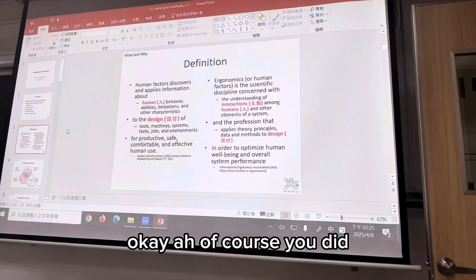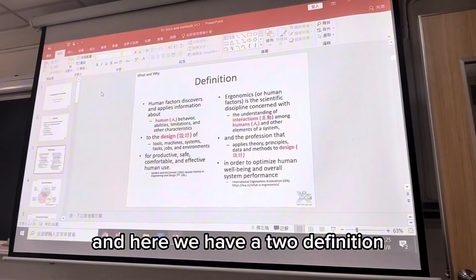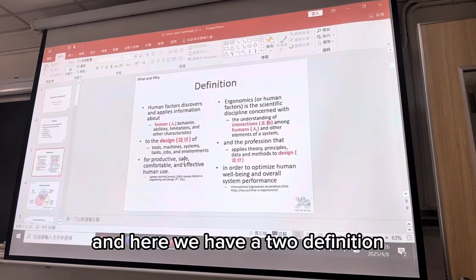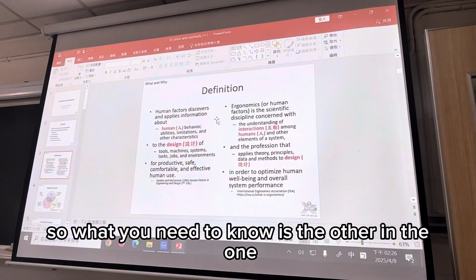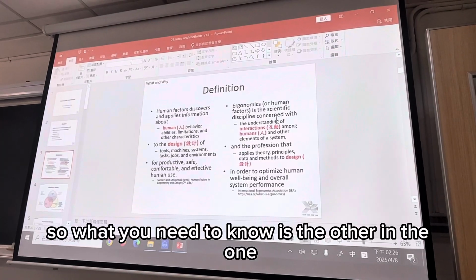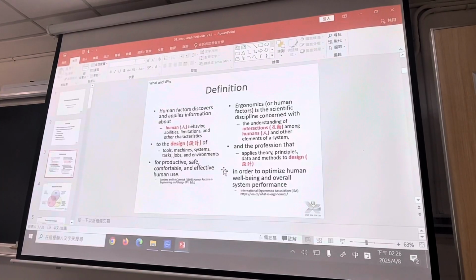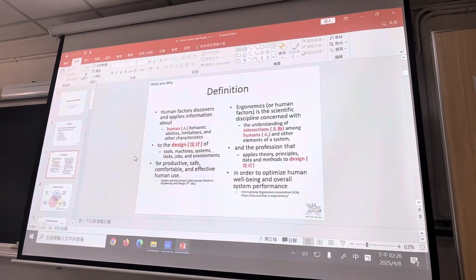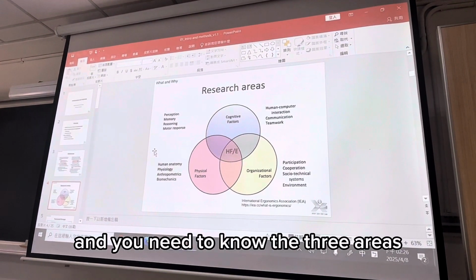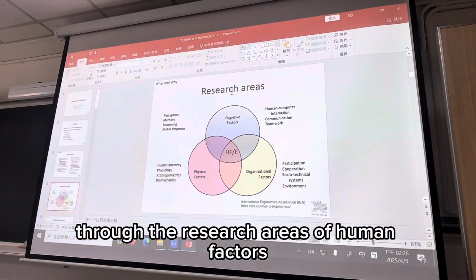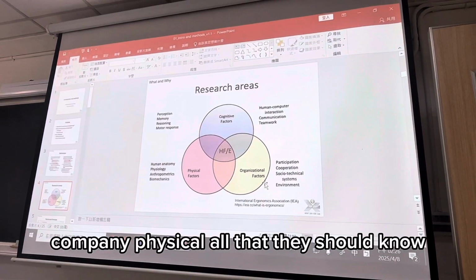Okay, of course you need to know the definitions. And here we have two definitions. So what you need to know is the one on the right hand side, this one from the IEA. And you need to know the three research areas of human factors: cognitive, physical, organizational.